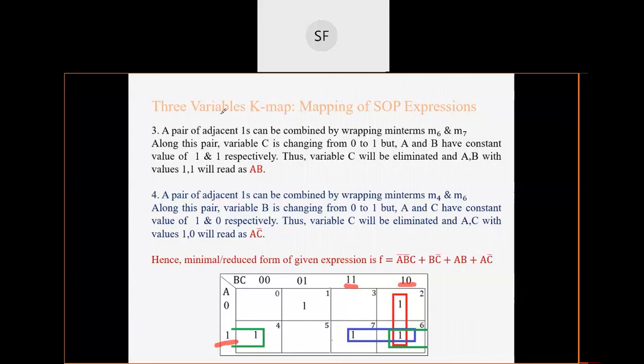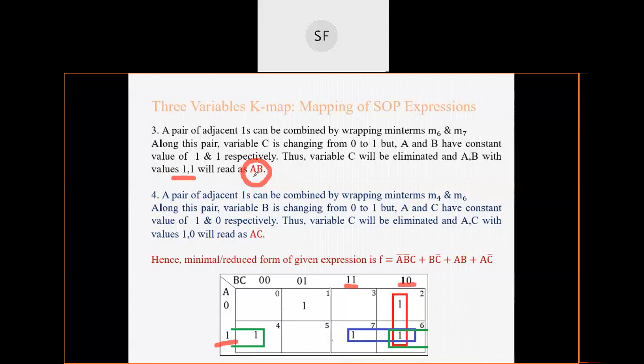So in this way, what you have found is that along this pair, the variable c is changing from 0 to 1, but a and b have constant values of 1 1 respectively. A is having value of 1 and b is also having value of 1. Thus variable c will be eliminated and ab with the value 1 1 will be read as ab, since both have values of 1 1, both variables will be in uncomplemented form, right.